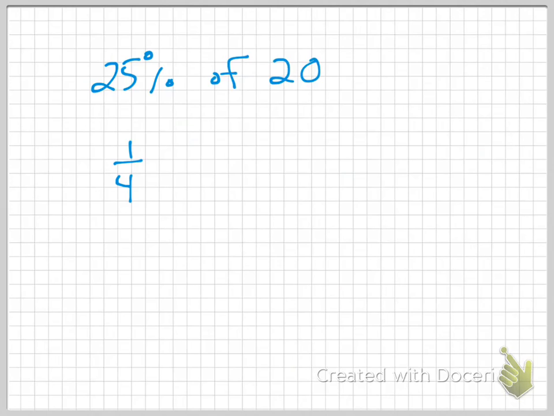25% is 1/4. And 1/4 of 20 means 1/4 times 20, which means 20 divided by 4. Do you see that? It's going to end up being 20 over 4, and 20 over 4 is just 5. You want to be able to do that mentally if you can, because that would be really good for you. Try one in your head.